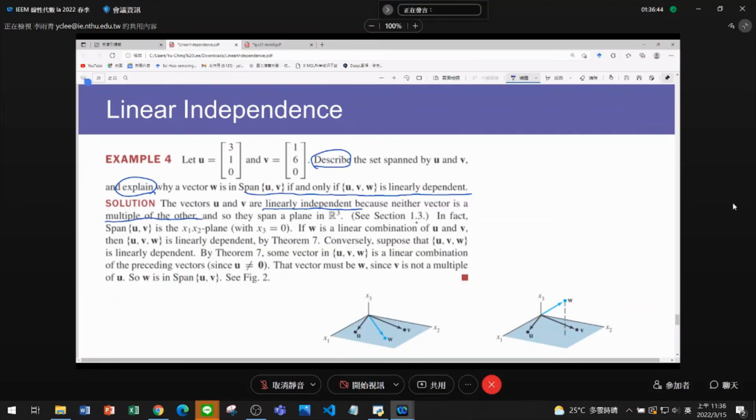And so they span a plane in the R3 space. And in fact, Span{u, v} is the x1, x2 plane with x3 being 0. This is by observation. So we can draw the graph in this way, with u and v, a plane passing through the origin and also passing through u and v. And the entire x1, x2 plane would be the span of it. So far we have answered the first question. This is done by observation.